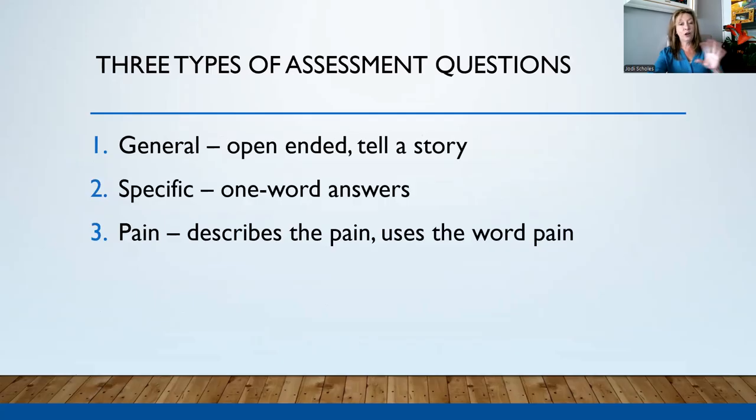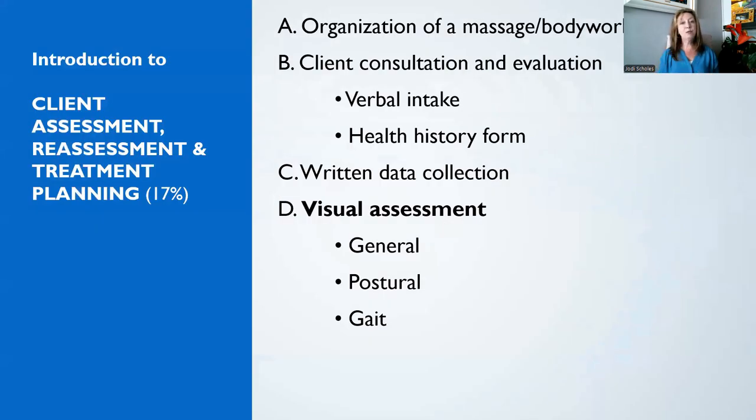So I've already talked about the 3 types of assessment questions: general, specific, and pain. Pain can be broken down into 2 categories: neuropathic or nociceptive. Neuropathic, nociceptive, somatic, or visceral. Let's move along to the next bullet point in what the Federation tells us is part of what we need to know. And that is visual assessment.